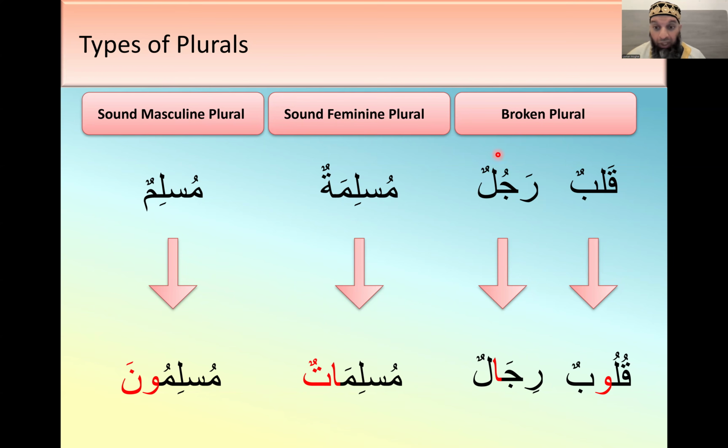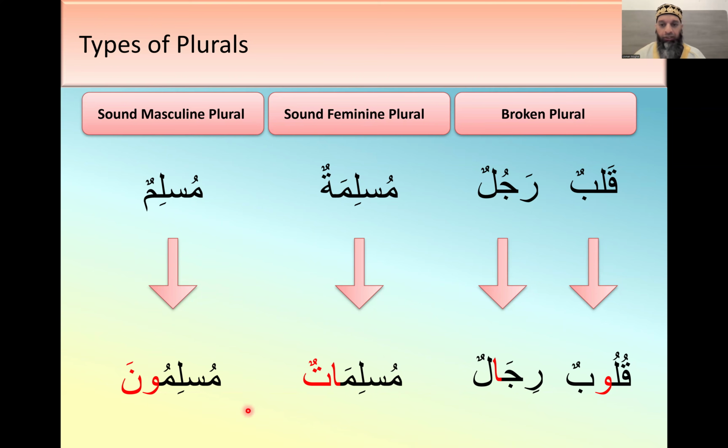The original word was rajulun. It's been broken up. Another letter has come and broken the original word up. It's not that we're adding something to the ending or to the beginning. We're actually breaking the original word up by putting this alif here. And we're breaking the original word of qalbun up by putting a waw in the middle. So these are called broken plurals. And now you might have a better understanding why these are called sound plurals.